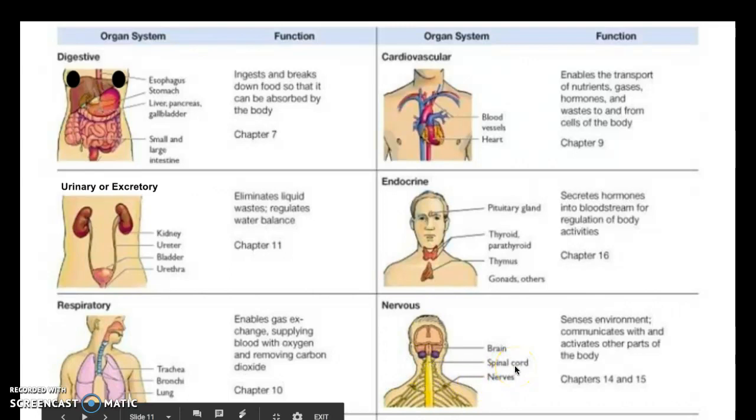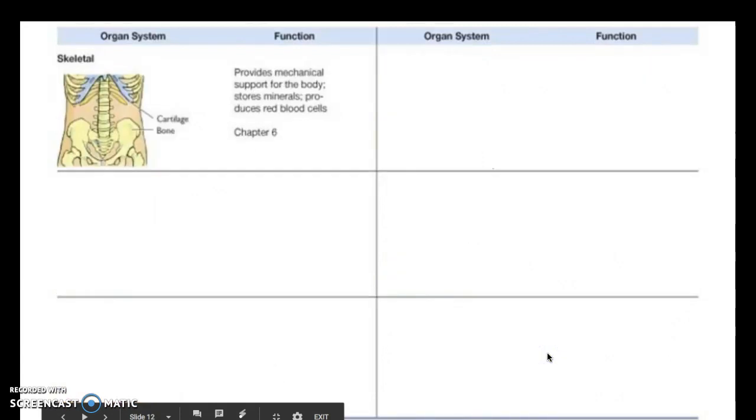That's your nervous system. So now, this was the first page, and I think I did it in the same pattern as it is on your page, but if I didn't, then hopefully you can figure out where to write each one. Next, skeletal system.